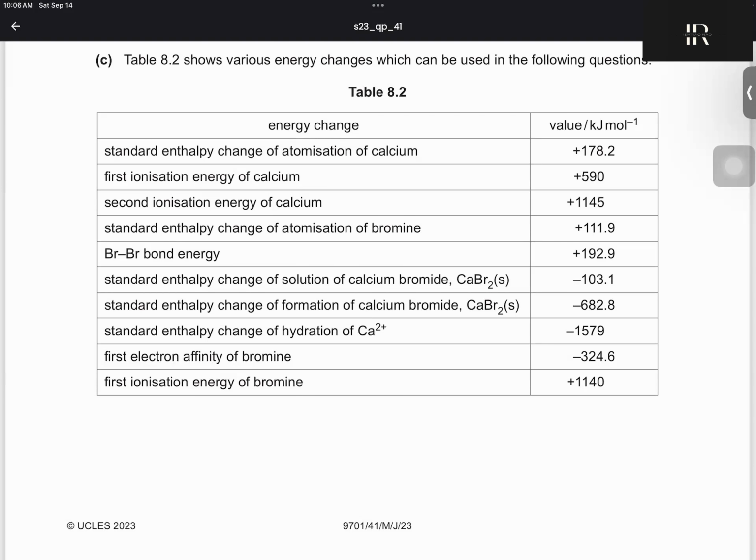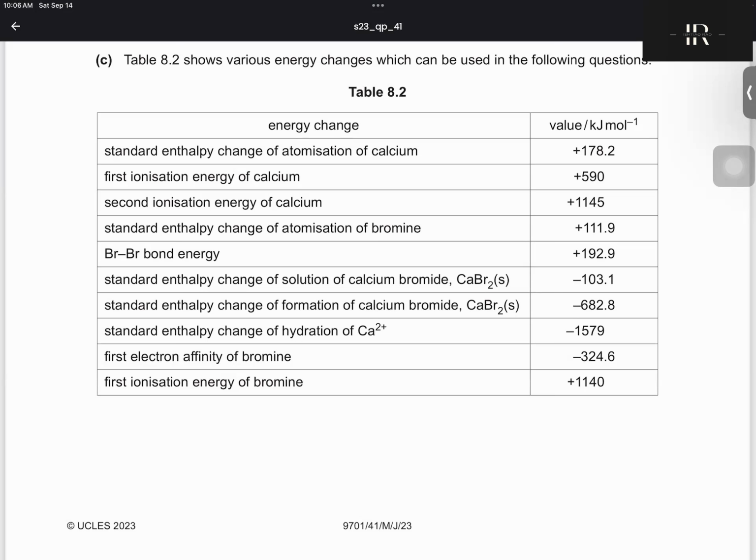Okay, in the last class, we have just drawn some Born Haber cycles, and I told you that in the next class we would be discussing the calculation part of the remaining chapter. So here is the recent paper 2023, paper 41. This is the question related to the Born Haber cycle. They have given you a lot of data. Obviously, you have to choose your required data from this table.